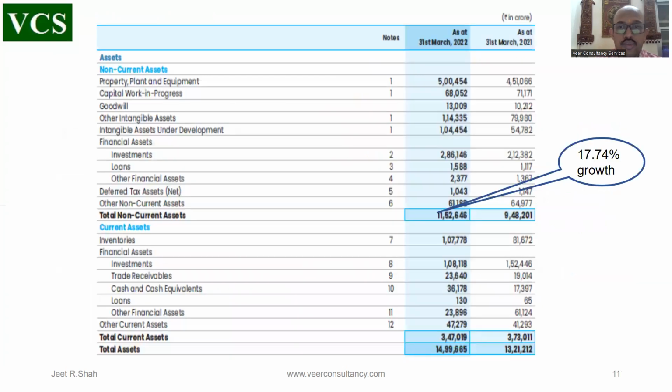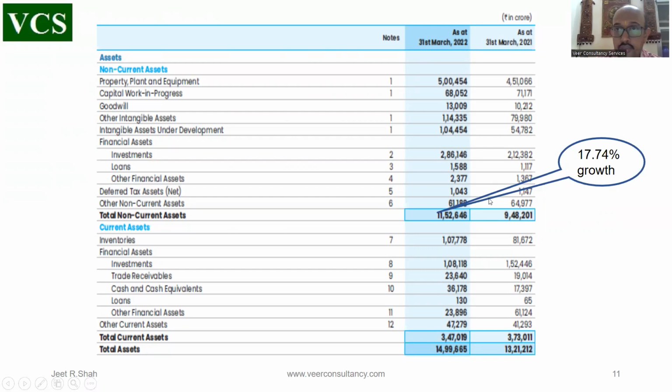Then over here, if I see only the asset side of Reliance, and that too only the non-current asset side of Reliance Industries Limited, you can see that the major part definitely is made up of your PP&E, because that's your operating machinery, which helps you to produce goods and services.